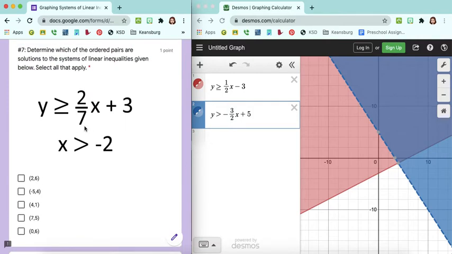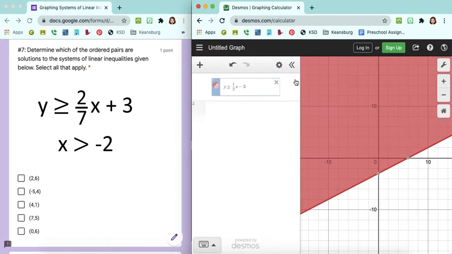Now, number 7 looks a little different. Number 7 isn't giving us a graph, but they want to know where the solution to the systems of inequalities is. So again, we see there are options for coordinates. So I'm going to type in the two inequalities, and then we're going to look at what could be possible solutions. So in order to get rid of the inequalities that I have, I'm just going to hit the X on both of these. Goodbye.